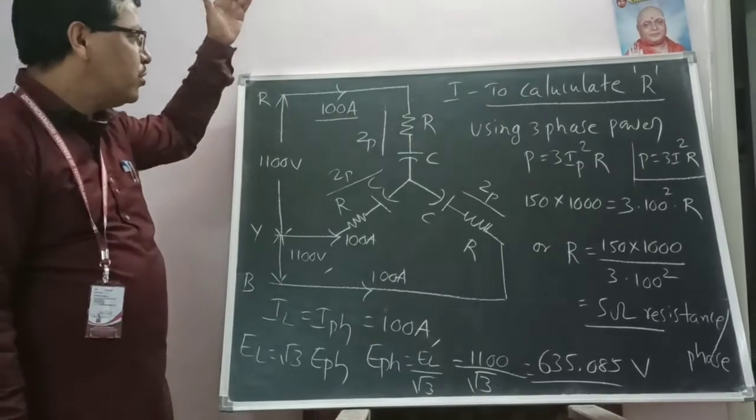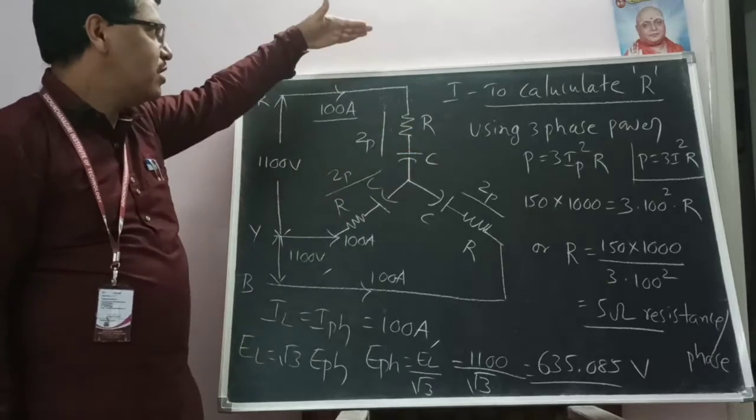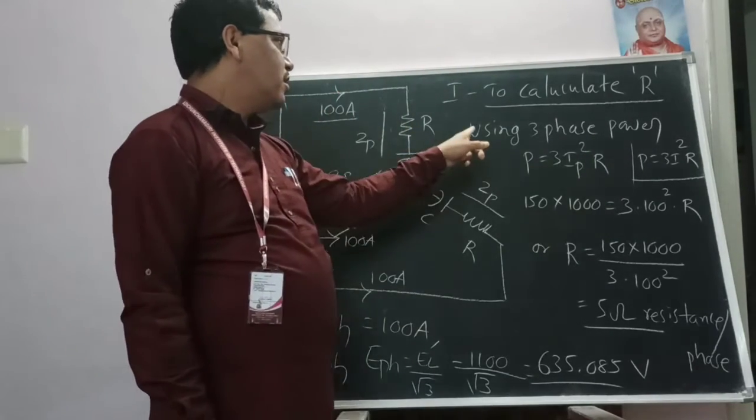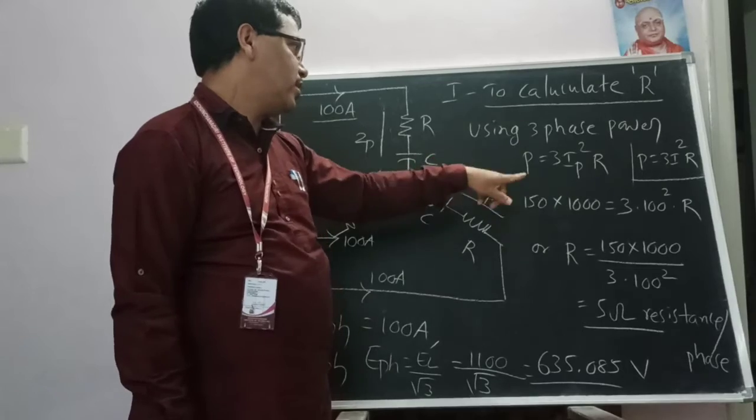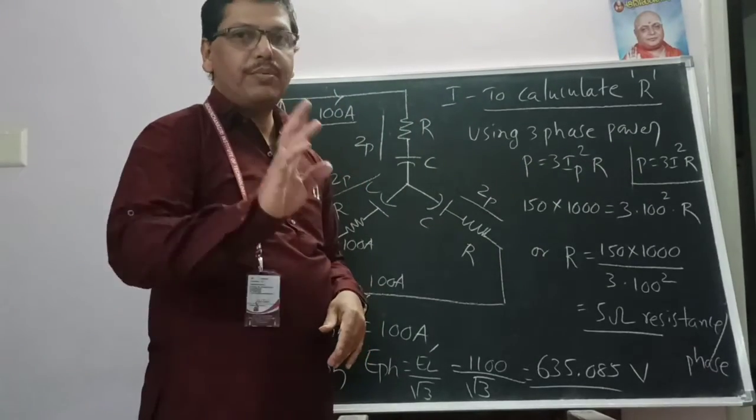Here, first the circuit constants. You can calculate R and you can calculate C. First of all, we need to calculate the resistance R. With the help of a relation using the 3-phase power, P is equal to 3 I squared R, as usual the power relation.